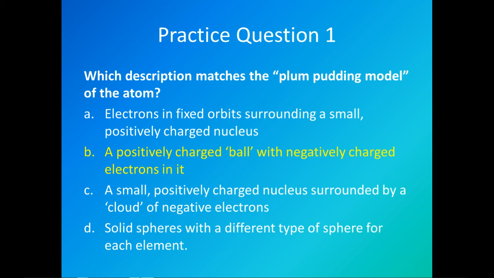And hopefully you remembered that the plum pudding model shows us positively charged balls with negatively charged electrons embedded in it.